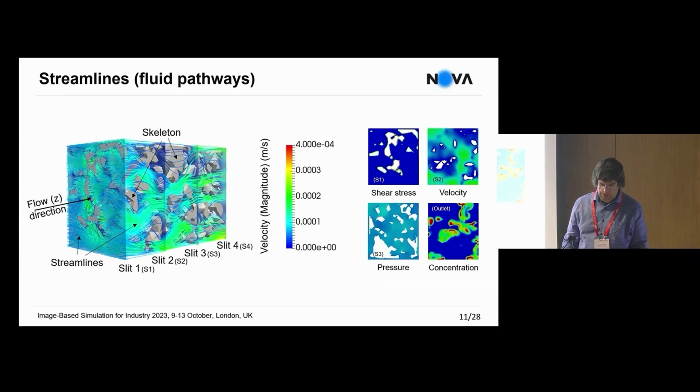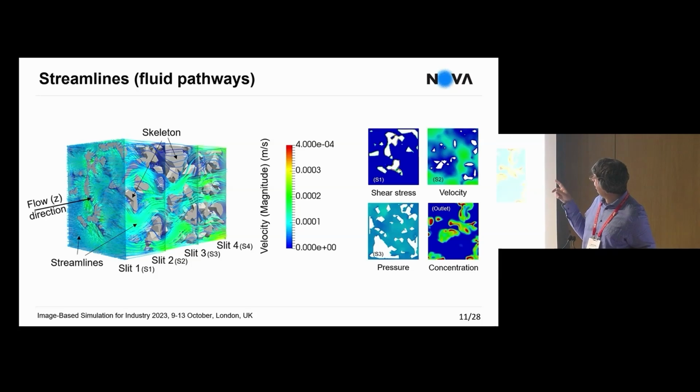So here you can see some images of what we computed. On the left you can see the streamlines through one of the volumes, and on the right you can see the several parameters which we computed. So the shear stress, velocity, pressure fields, and the concentration of a tracer through the monolith.